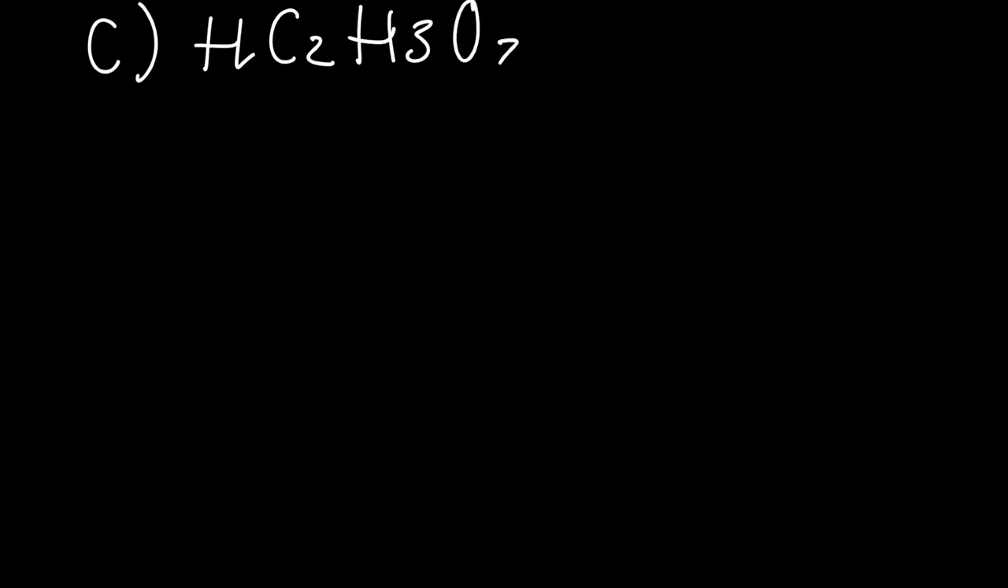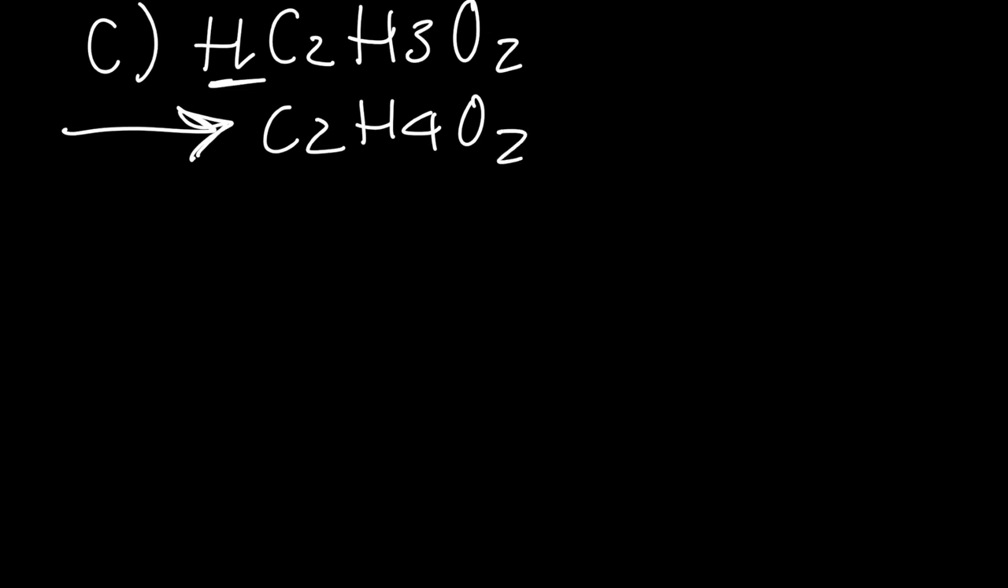Okay, so now we're done with part B. Move on to part C. This is our last part. It's written as HC2H3O2, just like that. This can be rewritten because we have this H out in front, which throws a wrench into the problem. But we can rewrite this formula to give us C2H4O2, and now it looks just like parts A and B.